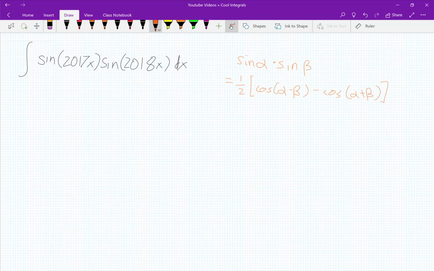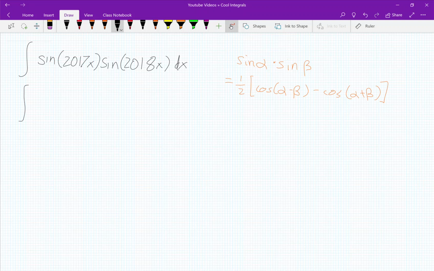Well, we see here that it's in the form of sine of alpha, where alpha is 2017x, and sine of 2018x, which is the equivalent of sine of beta, where beta is 2018x. So maybe we can use that identity to simplify this into an integral that we do know.